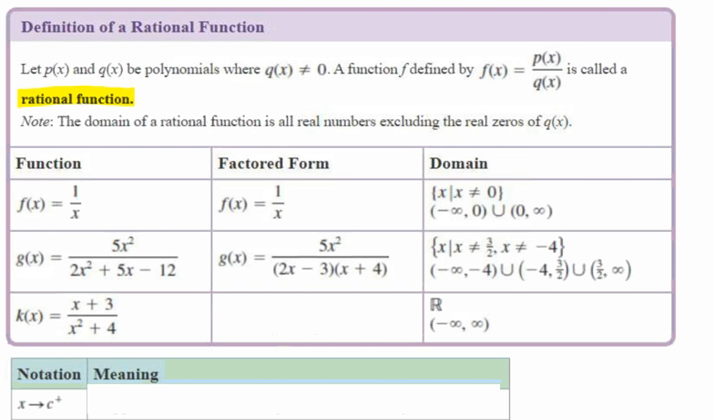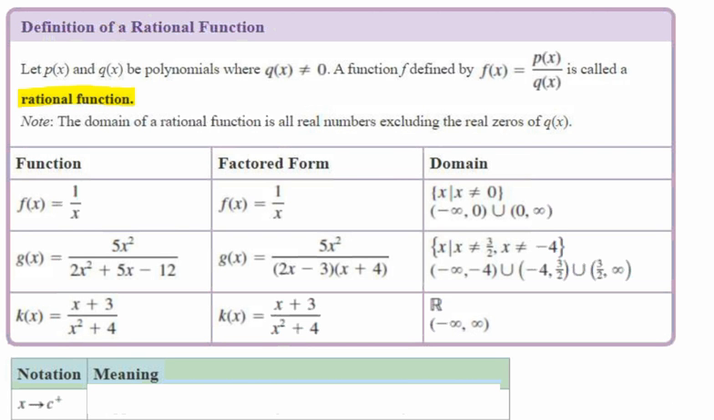If we look at an equation such as k of x, which is x plus 3 divided by x squared plus 4, and we look at that factored form, we see that because the x is squared in the denominator, it doesn't matter if x is positive or negative. It's never going to be able to be a negative 4. Therefore, the denominator would never reach 0. And so x can actually be any real number that it wants to be.